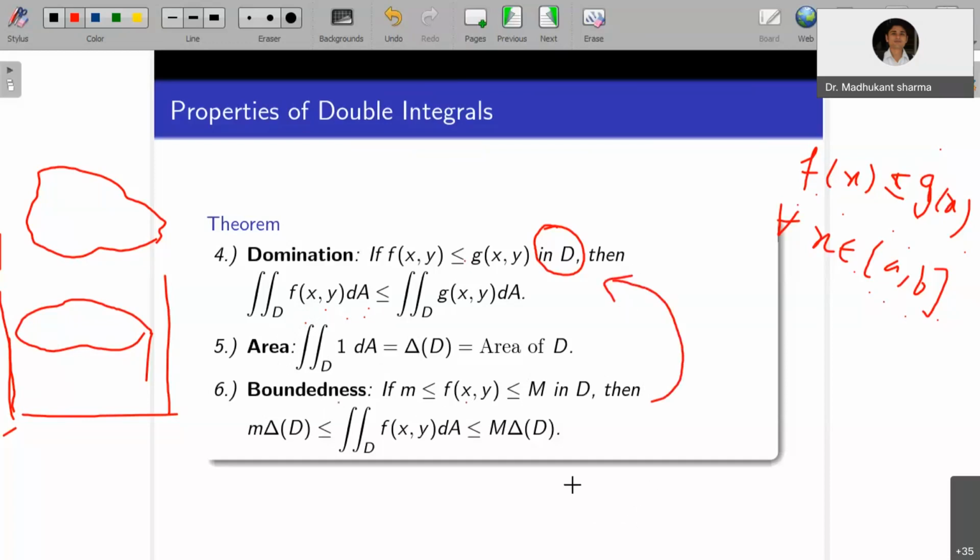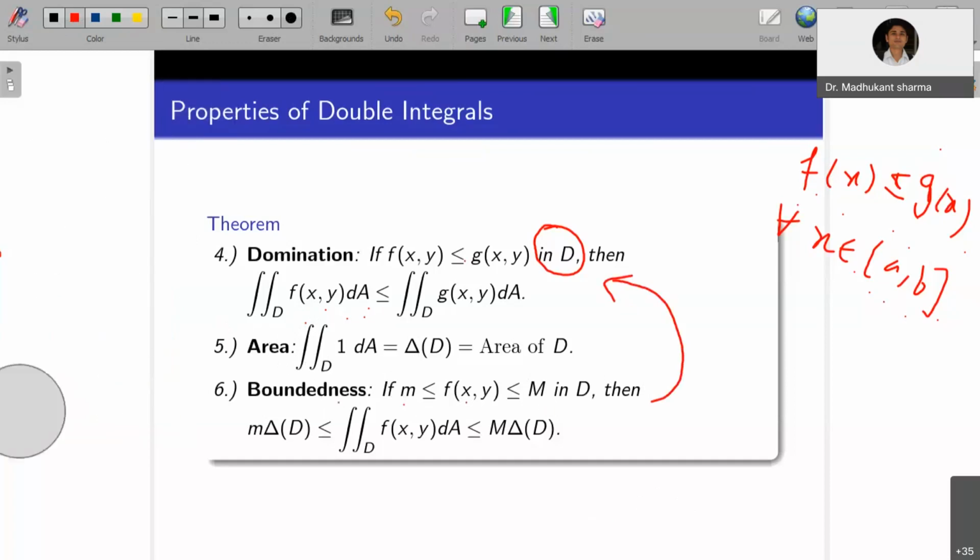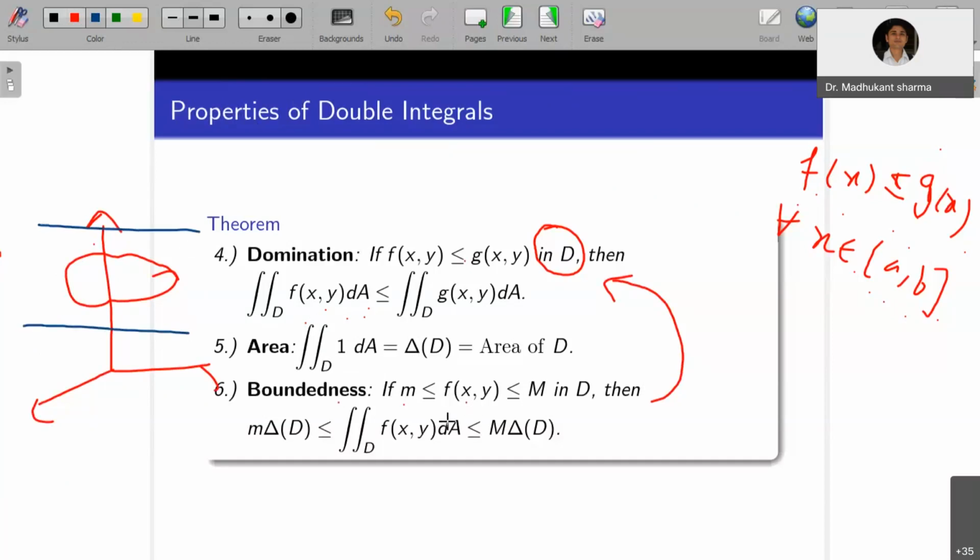Very straightforward. So m less than or equal to f of x, y less than or equal to capital M. You have the following situation: you have the surface here, and small m is like this and capital M is like that. If f is bounded, then on these planes you have z equals small m here, and this is z equals capital M.